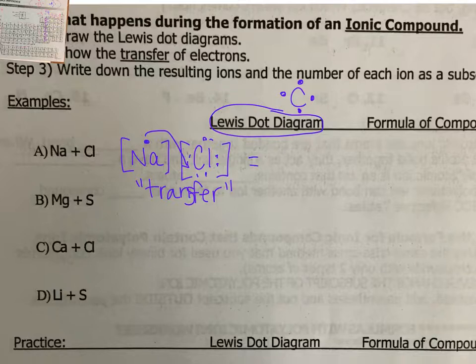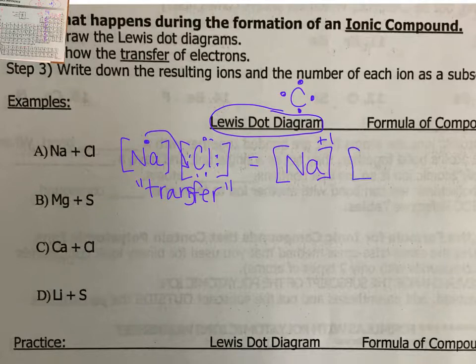Okay? So sodium gave away its electron, so it doesn't have any more valence electrons. What charge does it now have? Because it gave away something negative, it became positive. There we go. So we have a +1 right here.